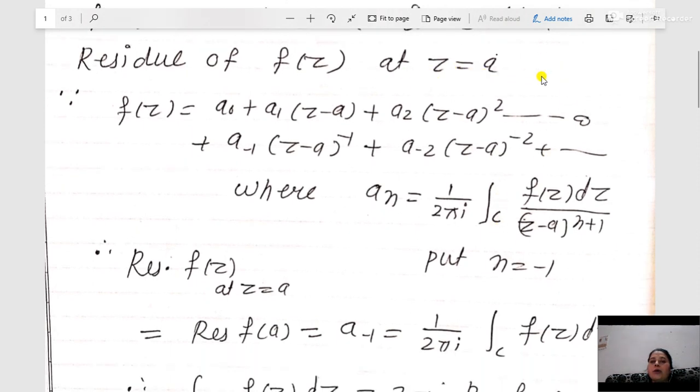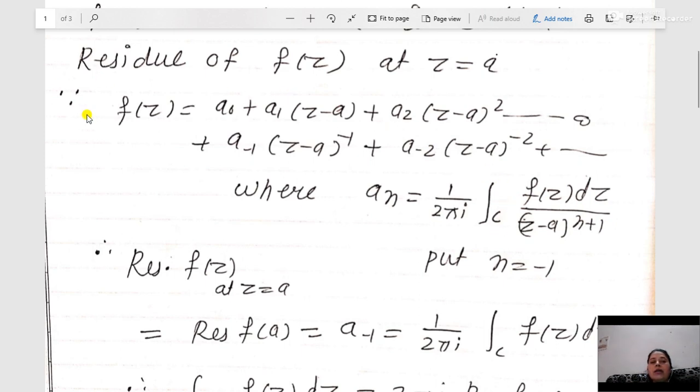Since we know that about a, f(z) can be expanded using the Laurent series, and f(z) is equal to a0 plus a1 (z minus a) plus a2 (z minus a) square and so on up to infinity, plus a subscript minus 1 (z minus a) inverse plus a subscript minus 2 (z minus a) to the power minus 2 and so on up to infinity, where an can be calculated using the formula 1 upon 2 pi i into integration of f(z) upon (z minus a) to the power n plus 1 with respect to z along the curve C.